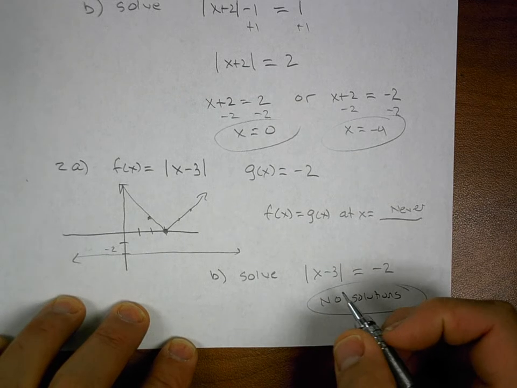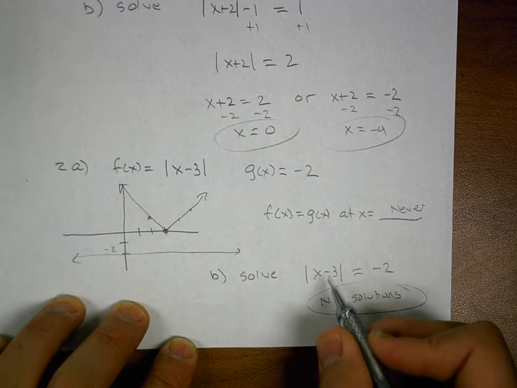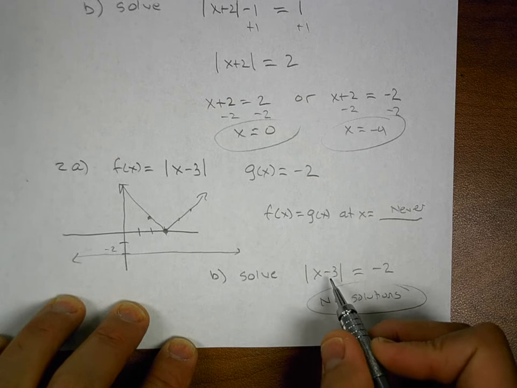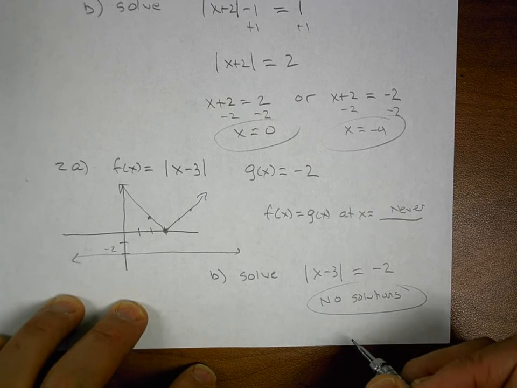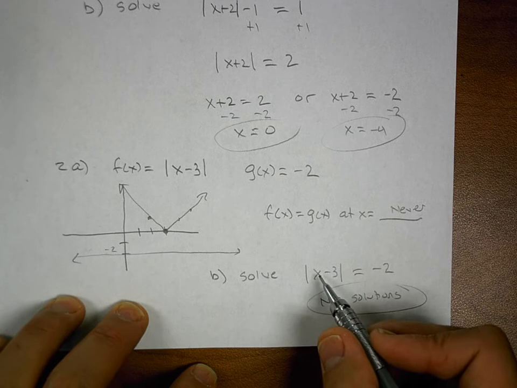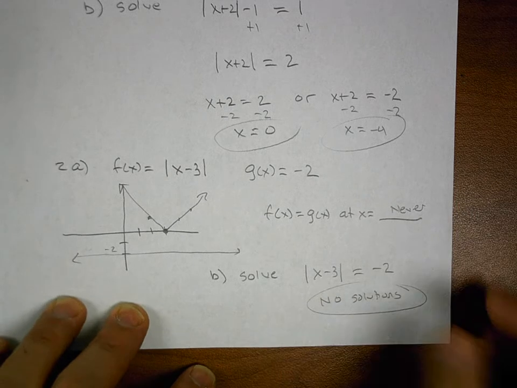That's our alarm to wake up. So don't set it up and go, okay, x minus 3 equals negative 2 and x minus 3 equals 2, and solve those. You'll get answers. But if you plug it in, it's not going to work. Okay? All right, so let's look at some more.